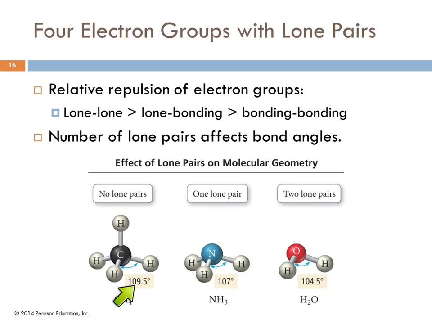So what's the difference between these two angles? 109.5 minus 107 is what? 2.5. And what's the difference between 107 and 104.5? I'm sorry, 2.5. So there's kind of a pattern there. You add a lone pair, the other angle decreases by 2.5 degrees.